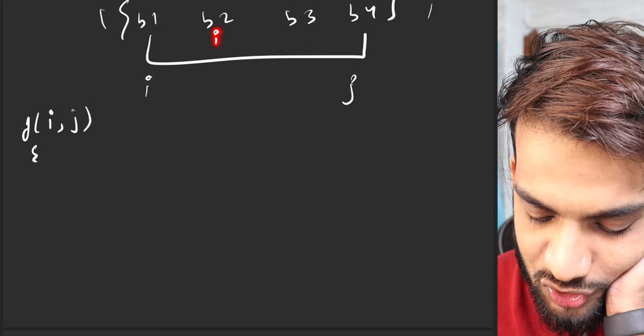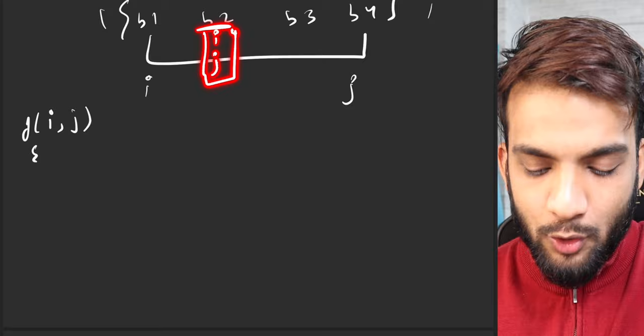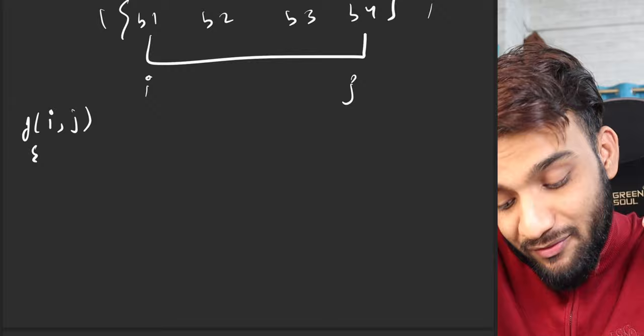You still solve it. So if you're taking B2, then J will be moving here. So the subproblem will reduce. If there is a subproblem, you will solve it. But if there is no subproblem, then you stop.